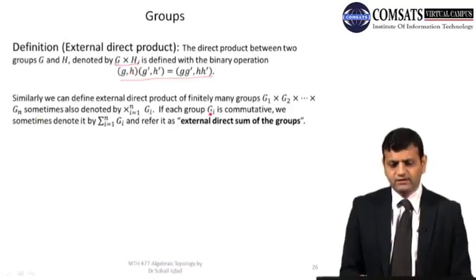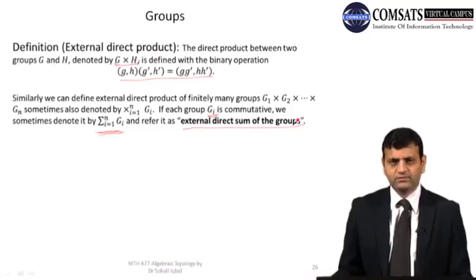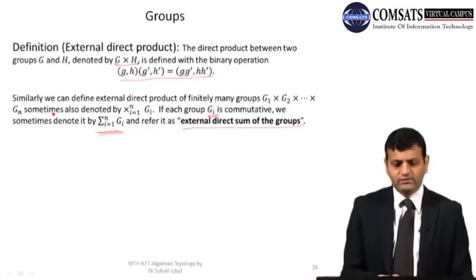But if these groups Gi are commutative groups, then sometimes we denote this external direct product as external direct sum of the groups. So this is the only difference between the general term of external direct product and external direct sum of the groups. So of course we can calculate many examples. So let's consider an example.